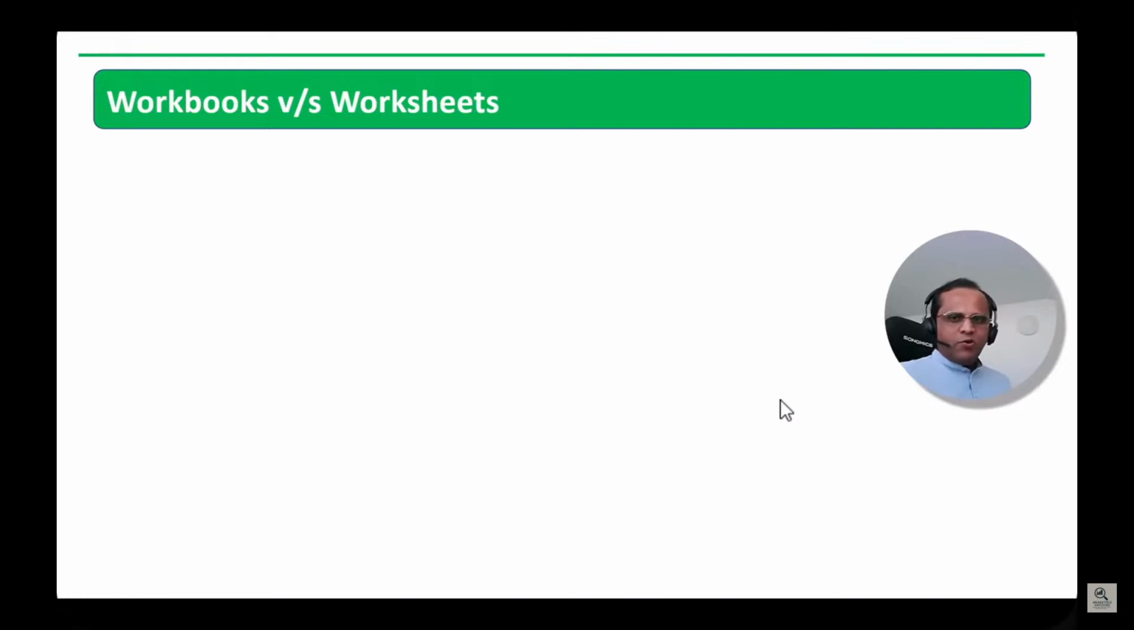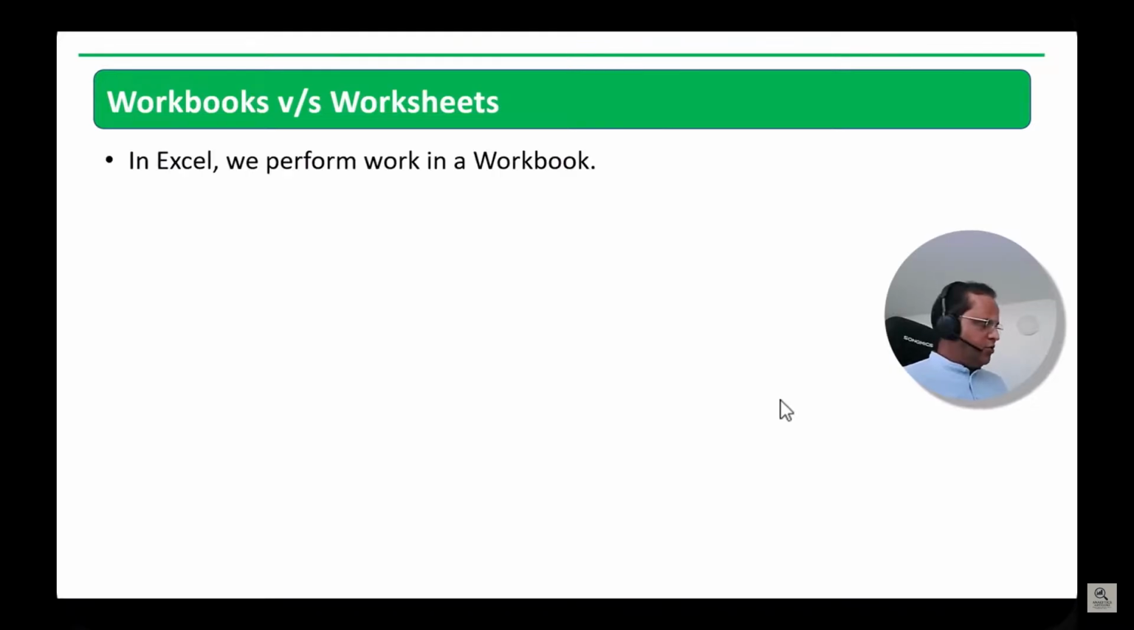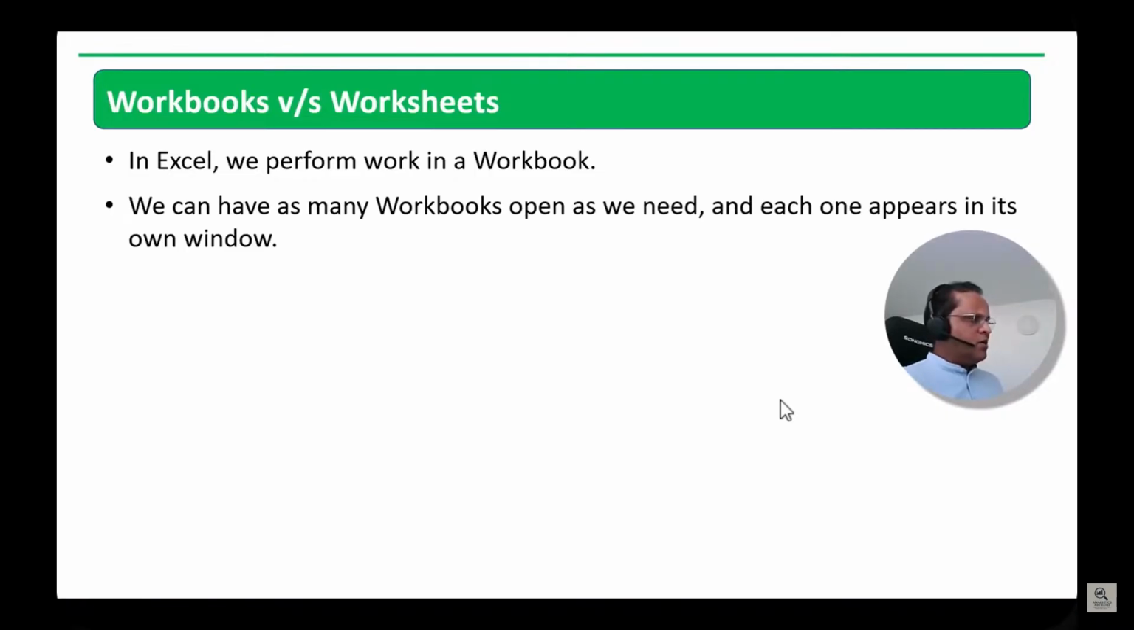Now, when we are talking about Microsoft Excel, we also have various terminologies, like workbook and worksheet. So what is a workbook and what is a worksheet? In Excel, we perform work in a workbook. Whenever we open a Microsoft Excel file, that file is known as a workbook. Within the workbook, we may have various worksheets. Whatever sheets we have in a particular workbook are known as worksheets.